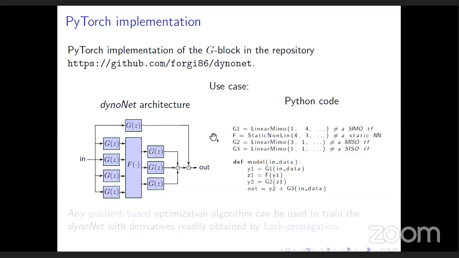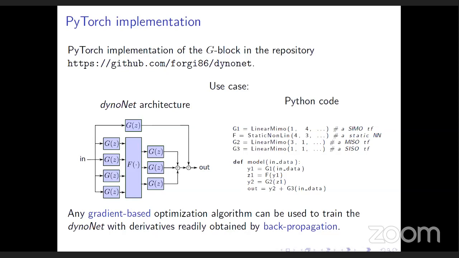I define a linear transfer function with one input and four outputs. It basically corresponds to the first filter bank here, and then a static non-linearity 4x3. This is a feed-forward neural network. Then a 3x1 transfer function, and then the SISO transfer function. And then I just define how they are interconnected, and I have the model and I have the derivatives ready-made, and I can train everything by back propagation.